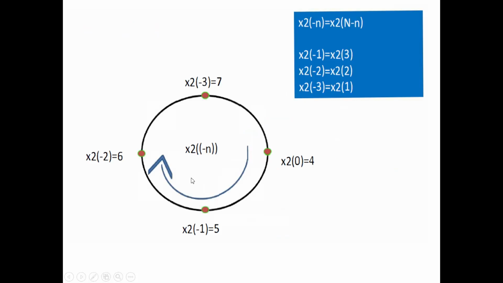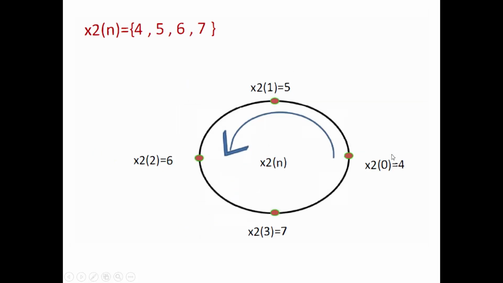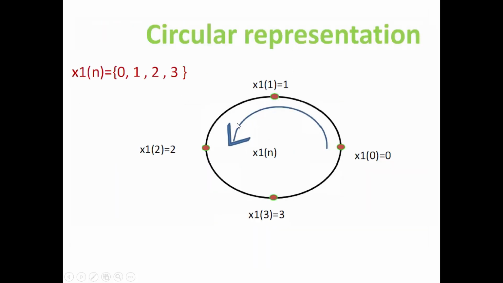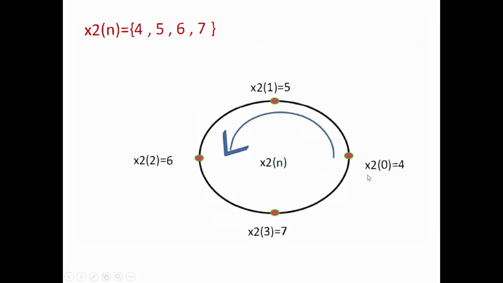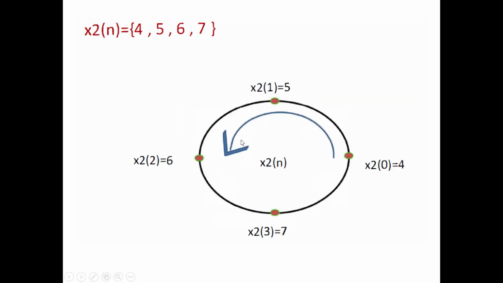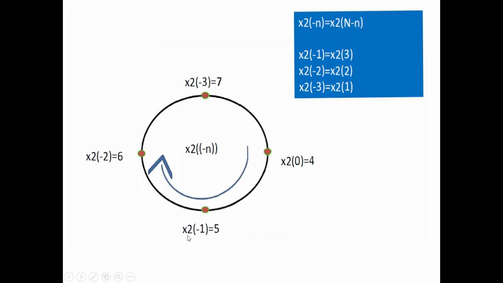Now, if we have to flip the signal, that means we have to go for x2 of minus n. Then how will it do? So what is x2 0? X2 0 is 4. We have to flip one of the two sequences. Either we can flip x1 n or we can flip x2 n. Let us flip x2 n. So x2 0 is 4, x2 0 will remain 4. Since now the circular shift is in the clockwise direction, this 5 will come here, right, and 7 will go there. That's the basic difference that will come. So x2 of minus 1 will be 5, x2 of minus 2 will be 6, and x2 of minus 3 will be 7. All right.